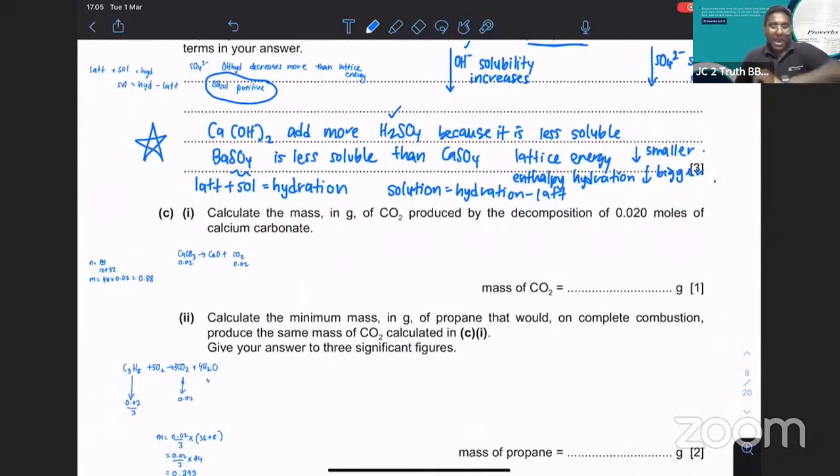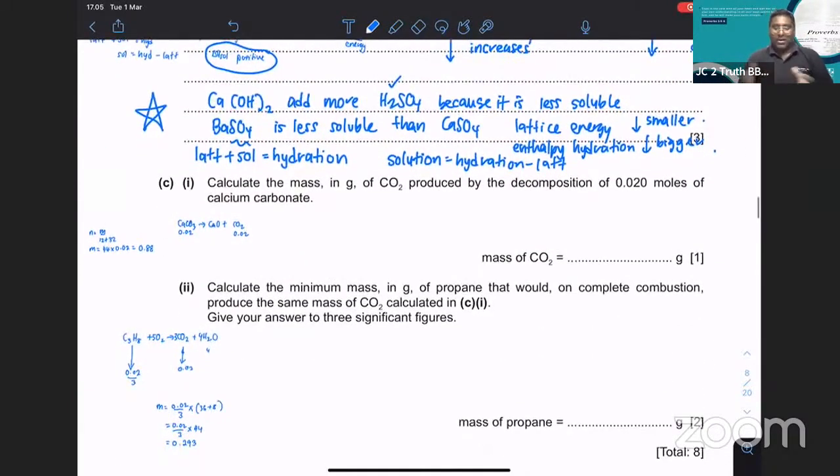Calculate the mass in gram of carbon dioxide produced by decomposition of 0.02 moles of calcium carbonate. Calcium carbonate is going to give you calcium oxide plus carbon dioxide. So if you have 0.02 moles of calcium carbonate, of course you are going to get 0.02 moles of carbon dioxide also. But they want it in mass.